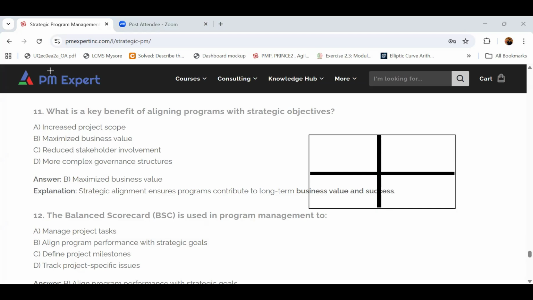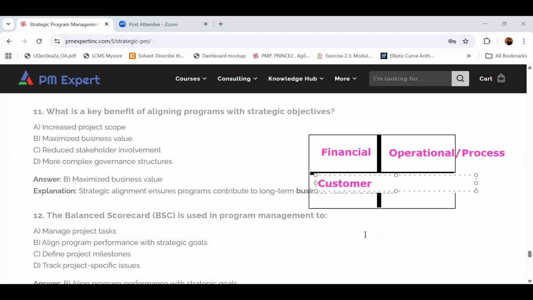The first dimension is financial, right? This is one dimension, financial. Another dimension is operational or process. Third dimension is customer. And fourth dimension is human and skills, people and skills. Okay, right? So tell me, in your plan, can you set targets for each of these?